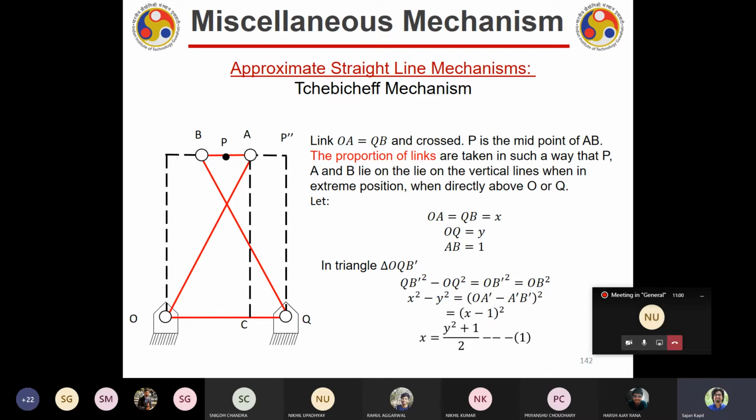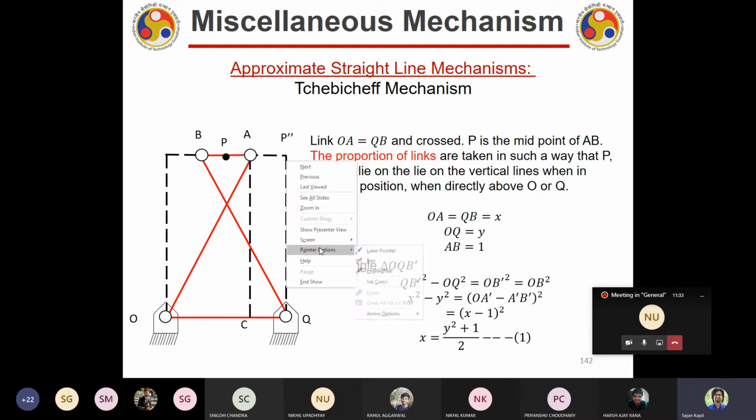Okay. In that case, the proportion of links is taken in such a way that P, A and B lie on the vertical line when in extreme position. When O is directly above Q, or this point P is above Q. So if that is happening, then in that case, P will move in approximately a straight line. Basically, this link AB will toggle in that case.